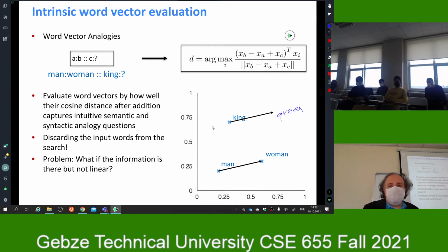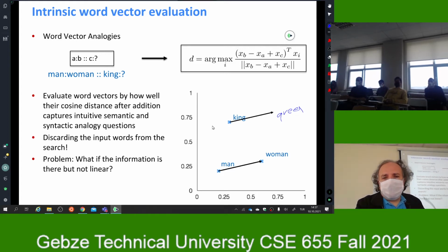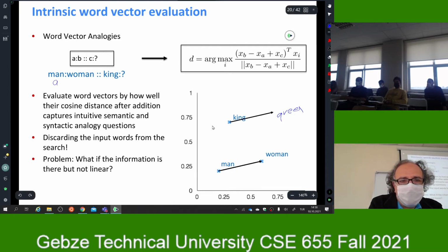We are trying to do this, okay? I give you the vectors of man and woman, and I will give you the vector of king. Use the relationship between man and woman and apply the same relationship to king to see what we are going to get. And this is the formula. Let's try to read the formula. In this case, this is A, this is B, and this is C, right?